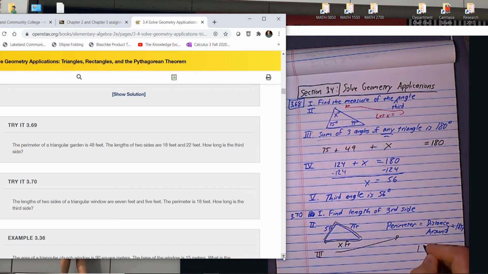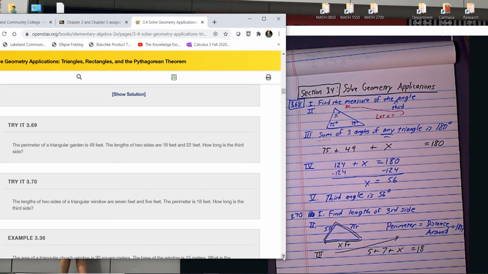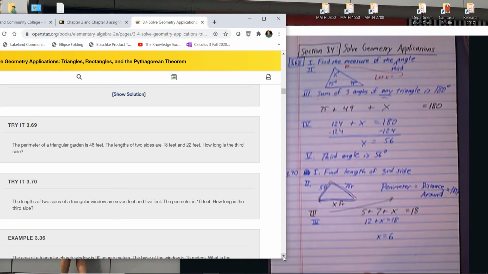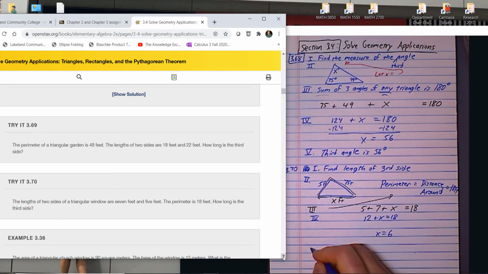The fact that the perimeter is 18 feet, well, the distance around, I could say, is 5 plus 7 plus x is 18. And from here, I think it's pretty easy at this point. 12 plus x is 18. One step later, you'll get x is 6. I guess it went off the screen for you.